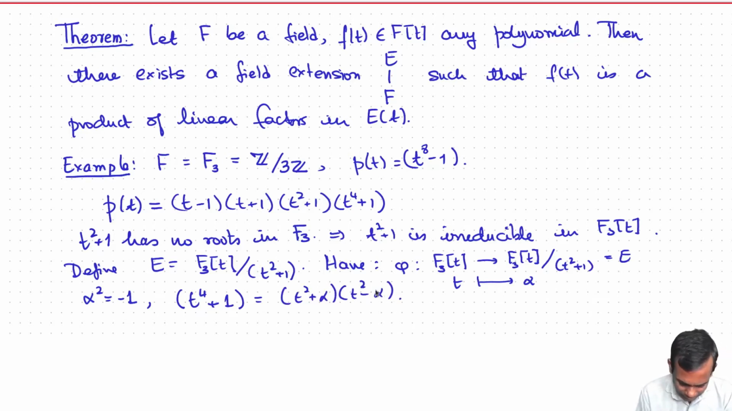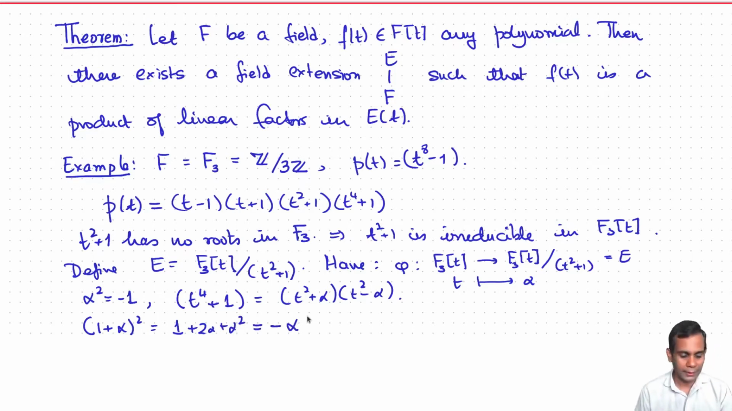Now if you just study this a little bit, you will see that if you take (1 + alpha) the whole squared, then this is 1 + 2 alpha + alpha squared. But alpha squared is -1, so this is equal to 2 alpha, but 2 alpha is equal to -alpha because 2 is equal to -1 in F3. So (1 + alpha) squared is equal to -alpha, and (-1 + alpha) squared, similarly you can compute to show that this is equal to alpha. So we have elements which are square roots of alpha and -alpha.